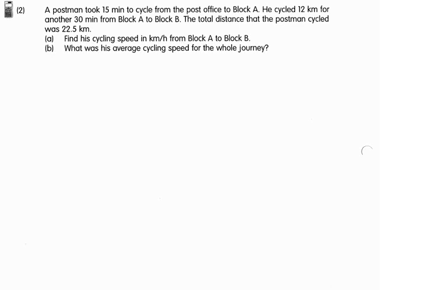Okay. A postman took 15 minutes to cycle from the post office to block A. He cycled 12 km for another 30 minutes from block A to block B. So let's draw a simple diagram, okay? So from post office, so this is the post office, to block A. So this is A. He took 15 minutes.